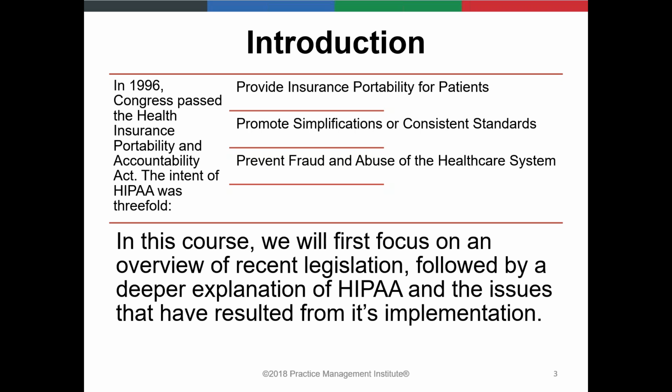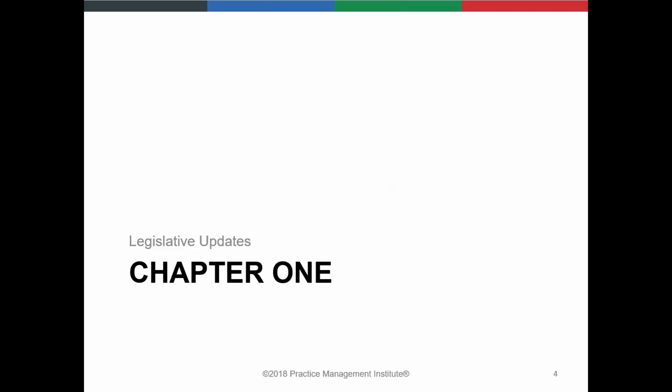Over the years, HIPAA had to morph because of the prevalence of the electronic medical record, and of electronic communication of patient health information, or protected health information, which is also known as PHI. In this course, we're going to focus on an overview of some of the recent legislation. When I say recent, it's about 10 years old now, followed by a deeper explanation of HIPAA and the issues that have resulted from its implementation.